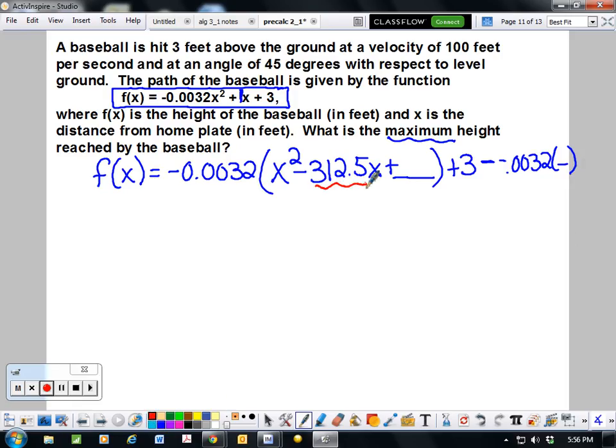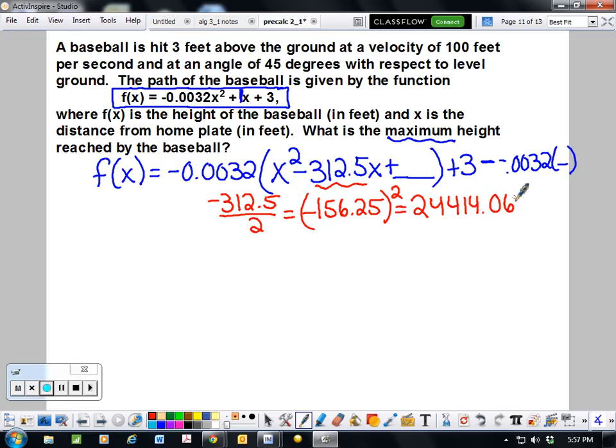So now I have to figure out what goes in the blank. So I take the middle term, negative 312.5. I divide by 2 to get negative 156.25. And then I'm going to square that, which gives me 24414.0625. And that's the number that goes here and here.